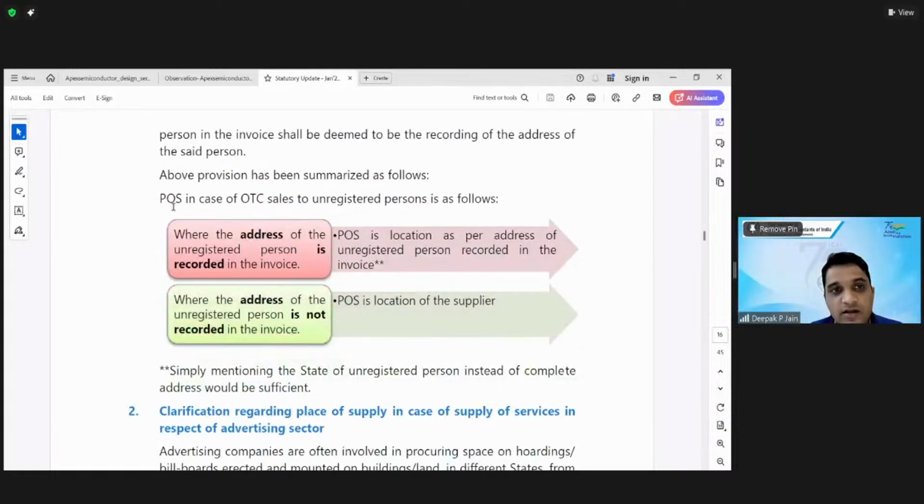So what Hardik was reading was this: place of supply in case of over-the-counter sales to an unregistered person is as follows. Where the address of the unregistered person is recorded in the invoice, then the place of supply is the location as per the address of the unregistered person. And where the address of the unregistered person is not recorded, then the place of supply is the location of the supplier itself. Okay, so this is how we were getting confused. Now this 10CA brings this clarity, and thanks Hardik for bringing this up, that what happens in case of an unregistered person. Specifically, this 10CA is for an unregistered person. When that person goes to another state and the address is recorded, then that state will become the place of supply. If the address is not recorded, then the supplier's state itself will become the place of supply.